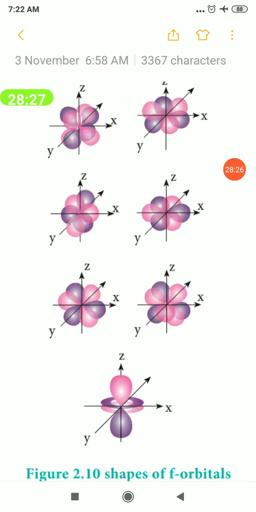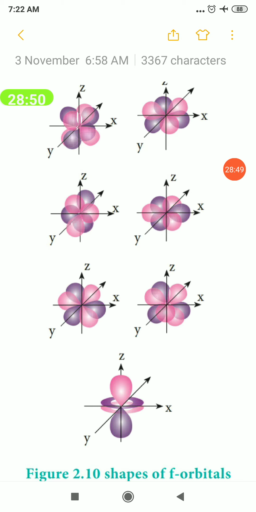Okay, with this the shapes of orbitals are over. Shall we recollect from the beginning? For s orbital, what is the L value? L value is equal to 0, m value is equal to 0, spherical shape. Then for p orbital, L value is equal to 1, m value is equal to -1, 0, +1, and here the shape will be dumbbell shape and nodal planes will be 1.